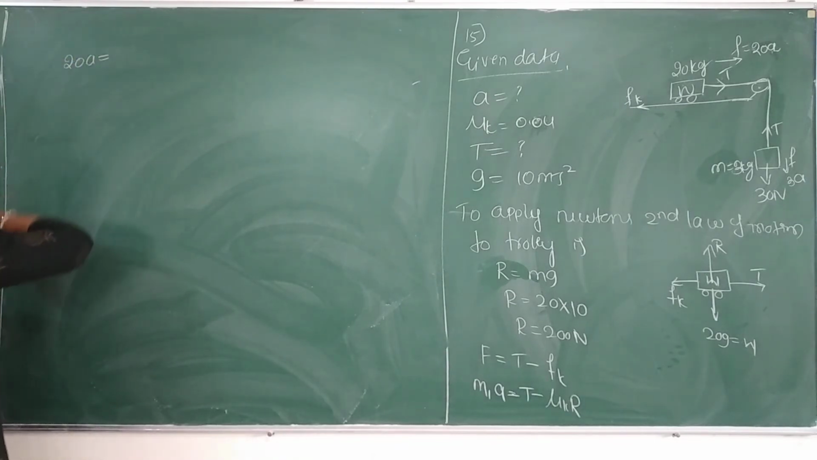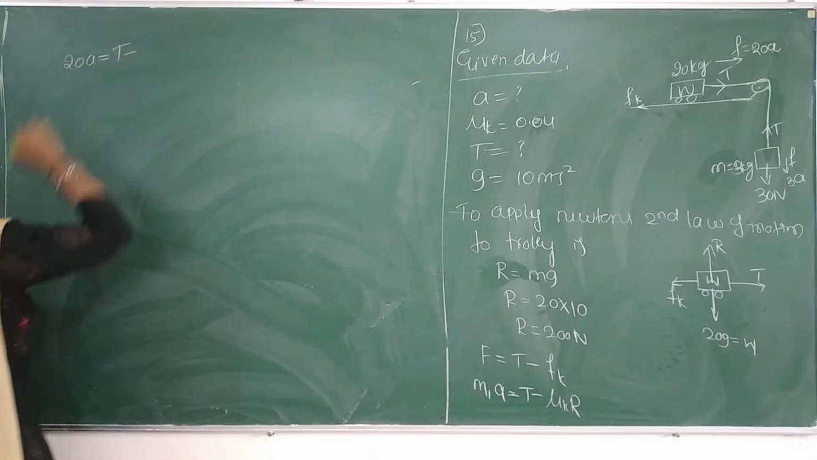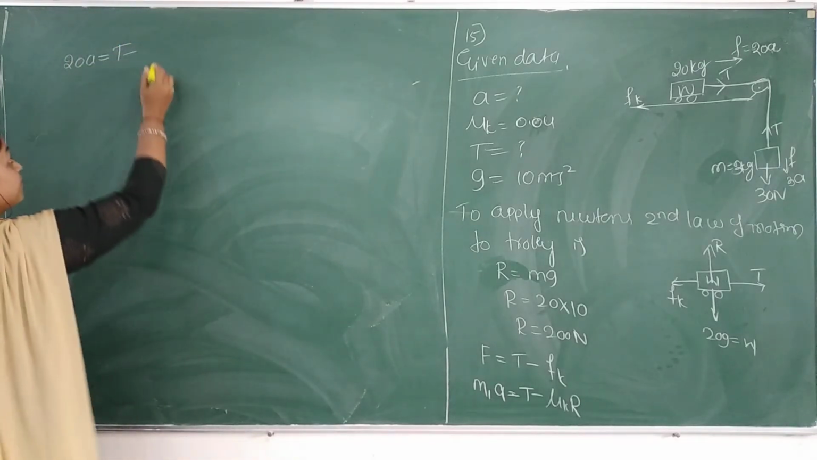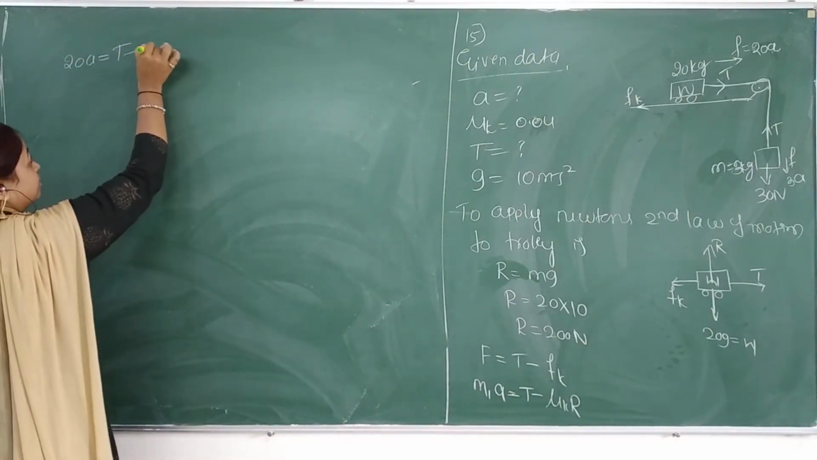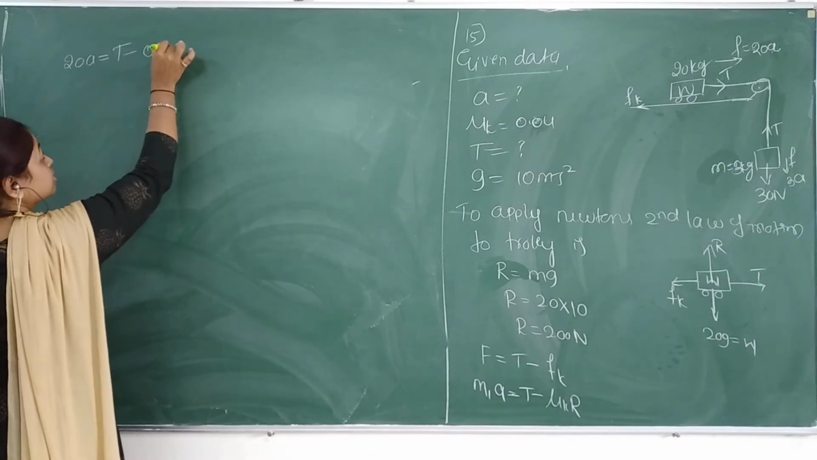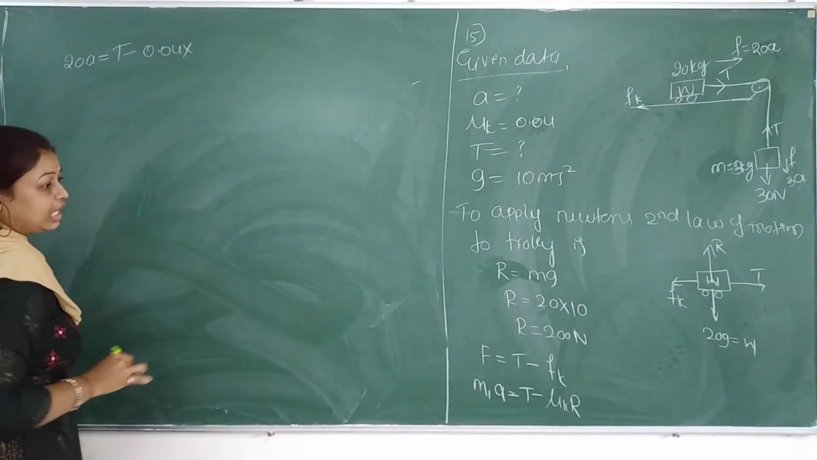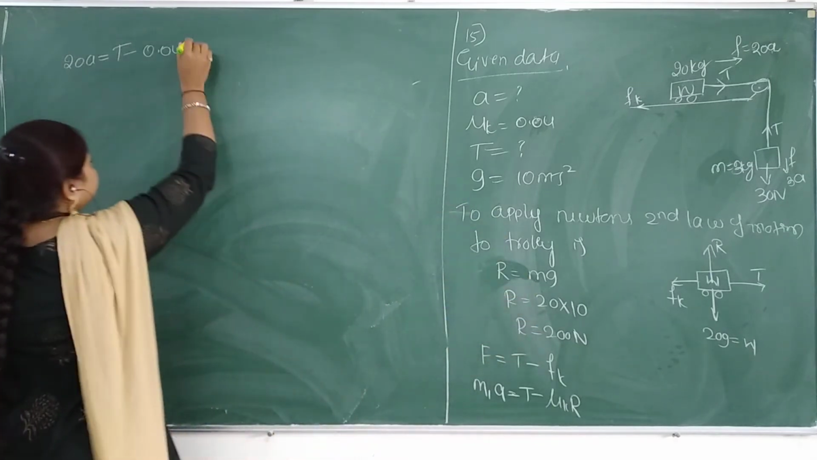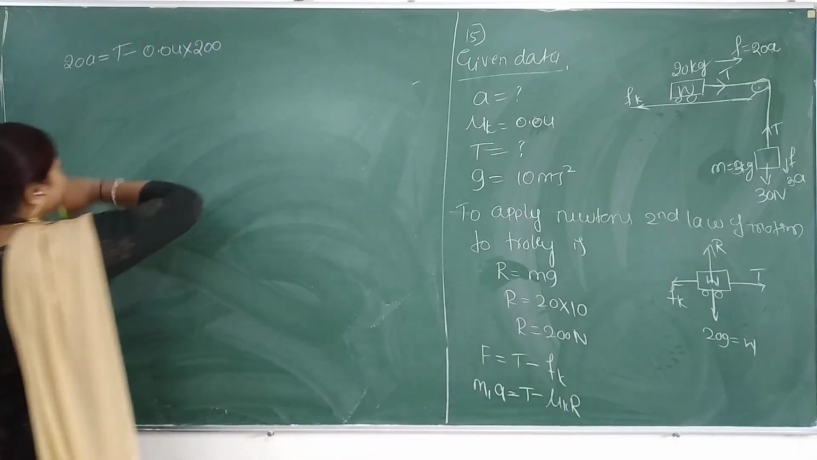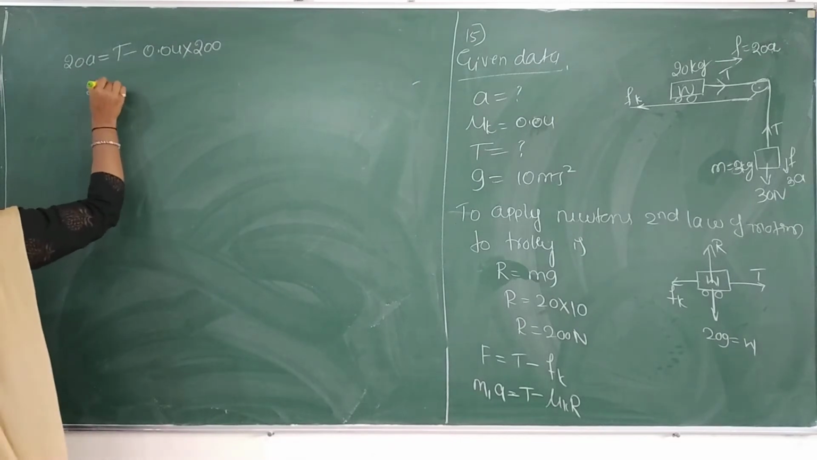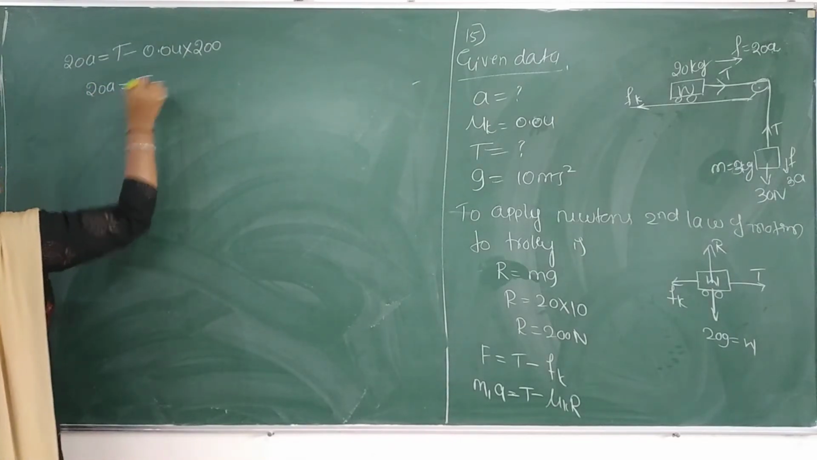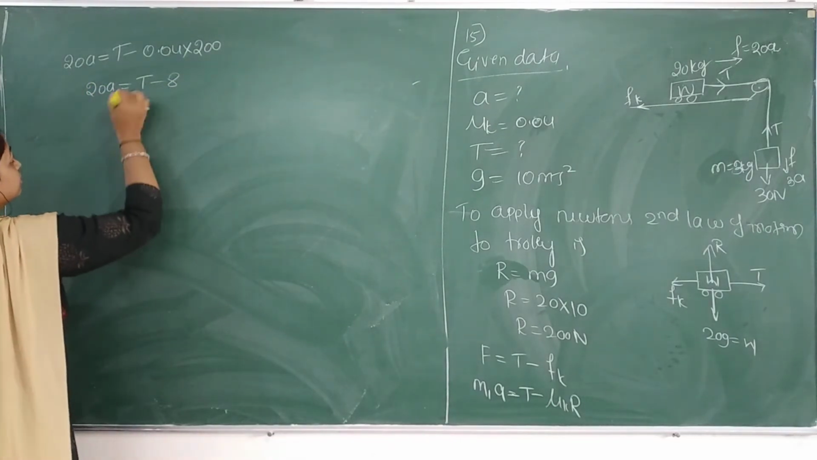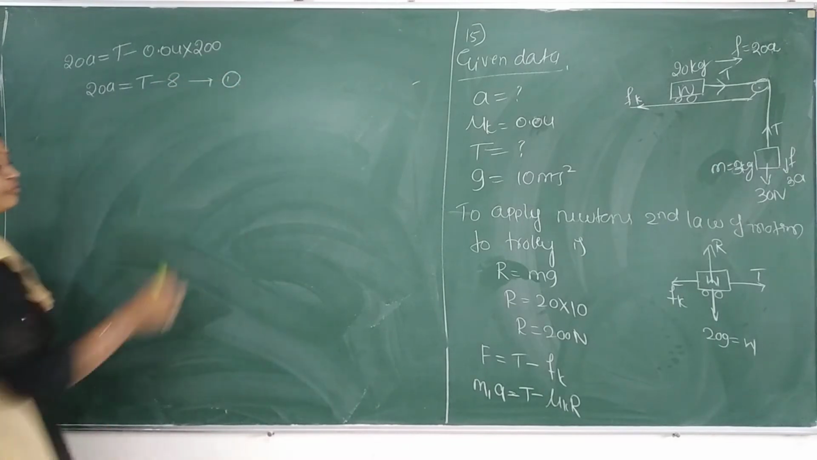20A is equal to T minus mu k value, which is 0.04, into R value, which you have calculated here as 200. Now tell me how much it is? 20A is equal to T minus 8. Let us call it equation number 1.